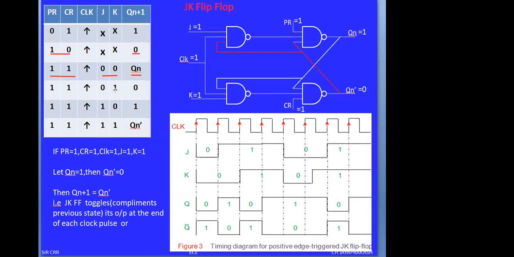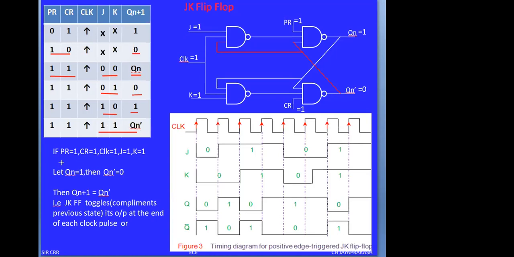When it is 0, 1 condition, this is called the reset condition, Q of n plus 1 equals 0. When it is 1, 0, it is the set condition, Q of n plus 1 equals 1. And this is the condition that is invalid in the SR flip-flop, when S equals 1 and R equals 1, that is an invalid or indeterminate state in SR flip-flop. That is eliminated in JK flip-flop. When both J equals 1 and K equals 1, this is called the toggle condition. Toggle means it will complement the previous state, 0 into 1 or 1 into 0.